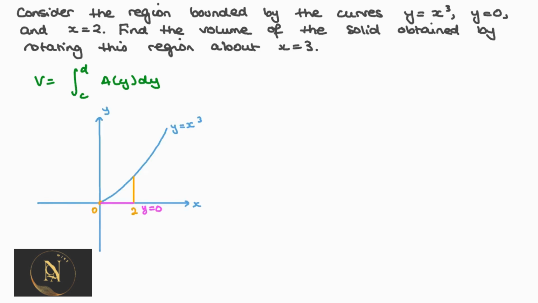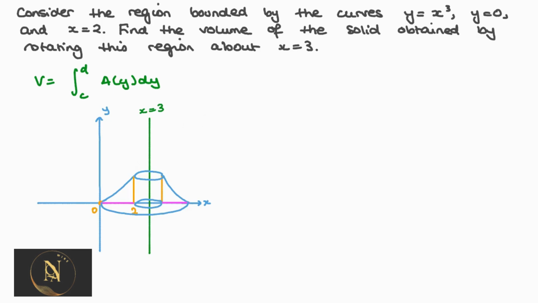We have the curves y equals x cubed, y equals 0, and a vertical line at x equals 2. And so that gives us the region we're looking to rotate. This time though, we're not rotating about the y-axis itself, but about a line parallel to it. It's the line with the equation x equals 3. And so rotating it about this line, we'd end up with this shape shown.